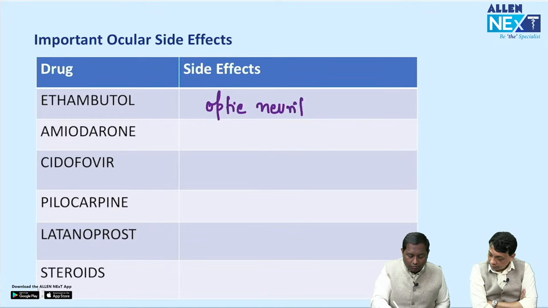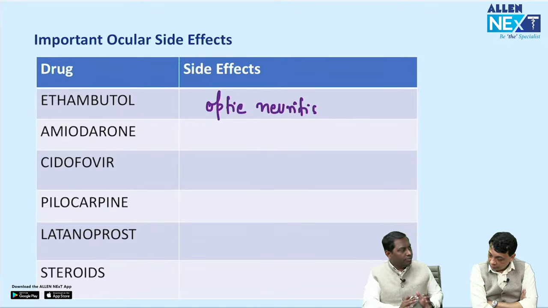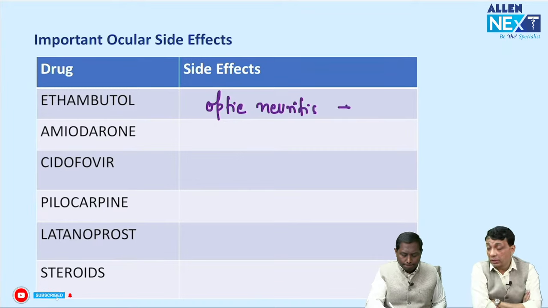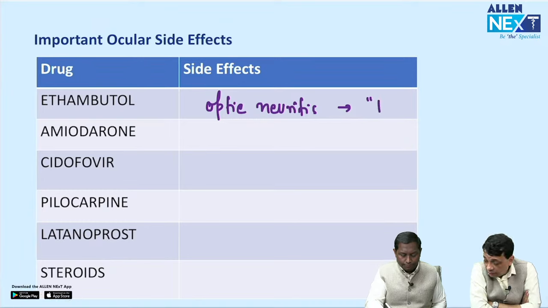Sir, optic neuritis is oftentimes also associated with some color vision defect. Oh yes. Ethambutol is well known to cause optic neuritis, retinal neuritis, a very difficult form to treat actually. So yes, we have to watch out for this particularly. They can cause red-green color blindness, yes, I believe.